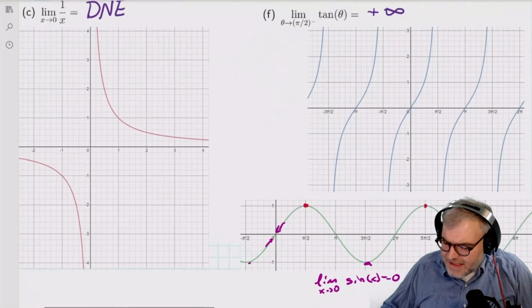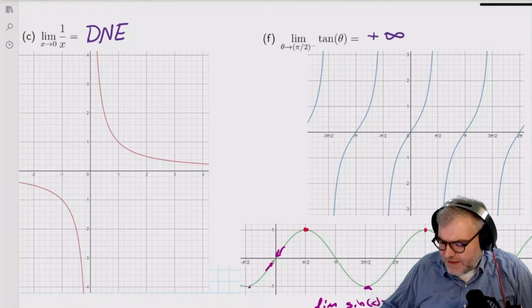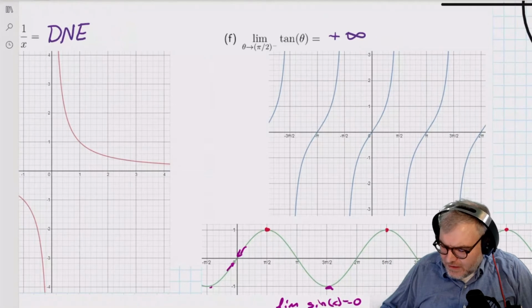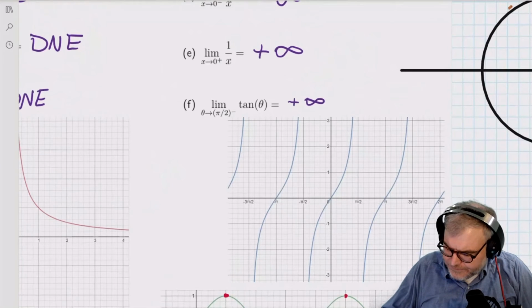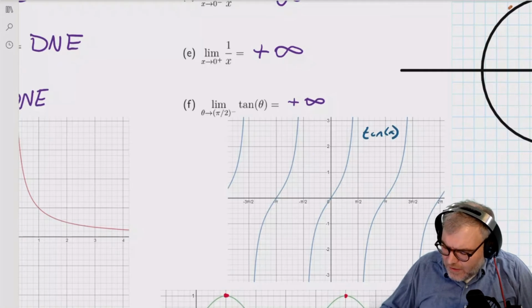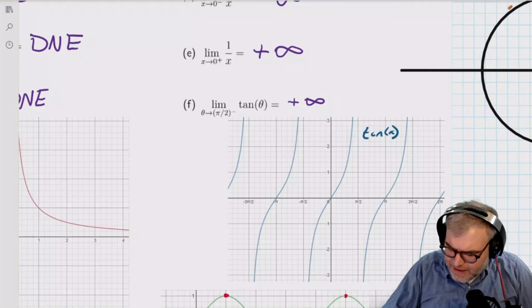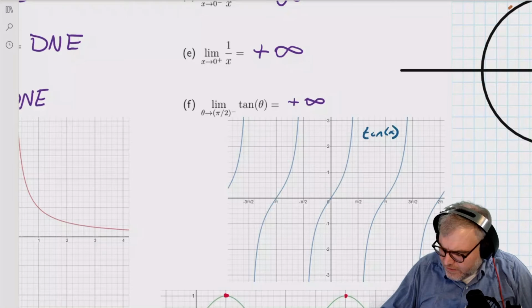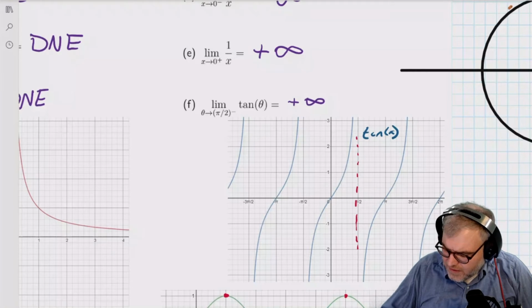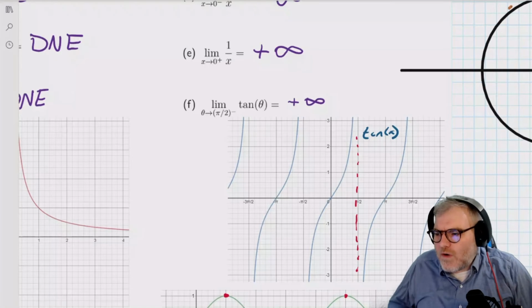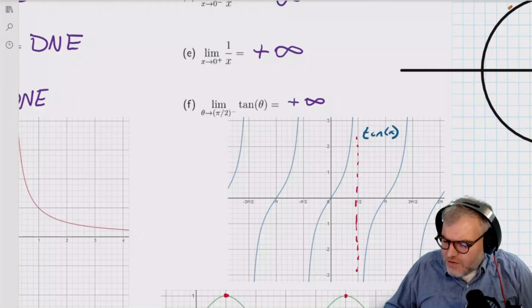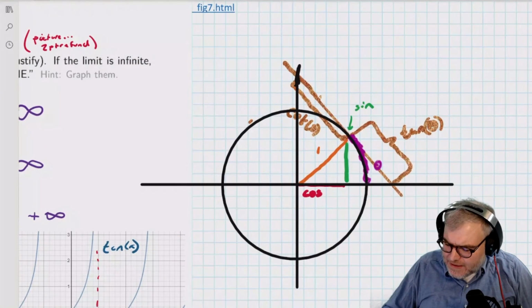Tangent of theta equals positive infinity. Okay? So there are a couple ways to think about this. Here's the graph of tangent. All right. So the thing I'm interested in is this thing here. And as I come from the left, I shoot off to positive infinity. Okay, so that's one way to think about it.